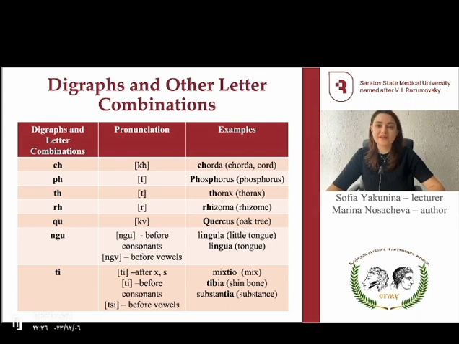Finally, let's look at some other letter combinations. The letter combination NGU is pronounced as NGU before a consonant, like in the word lingula, and it can be pronounced as NGV before a vowel, like in the word lingua. The combination TI is pronounced as T before a consonant, like in the word tibia, or after the letters S or X, like in the word mixtio. And it can be also pronounced as C before a vowel, like in the word substantia.